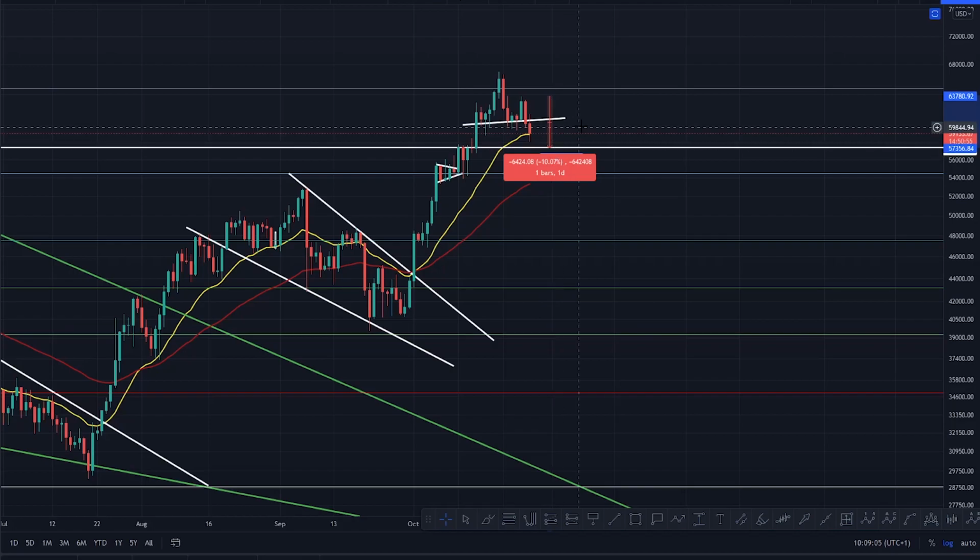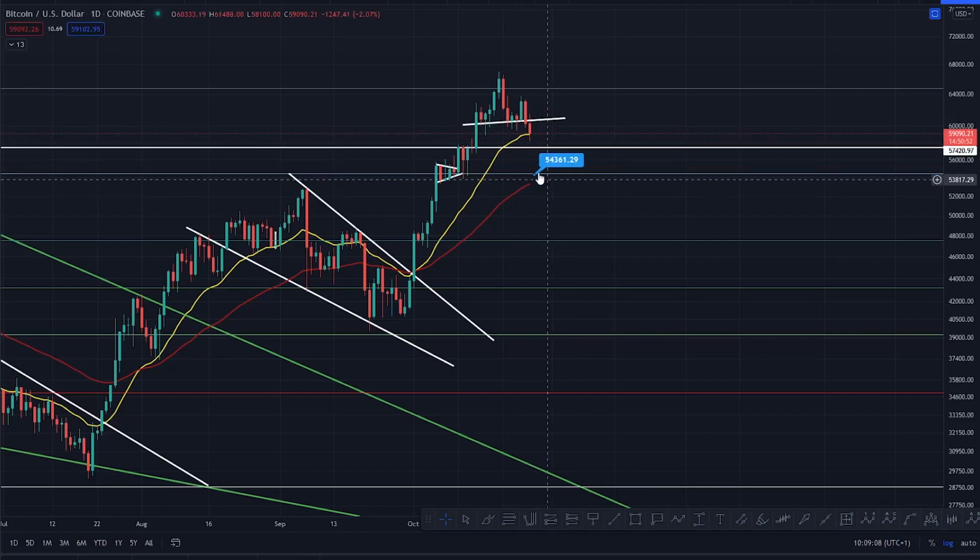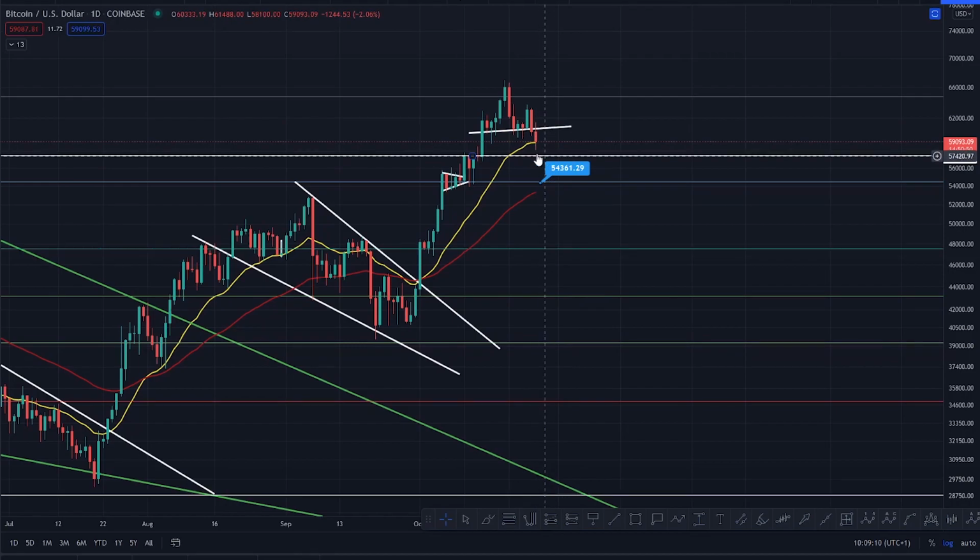57,365. So I'm just going to drop that in, and you can see how shy that is of the head and shoulders pattern. So again, that could be a beautiful little support target.